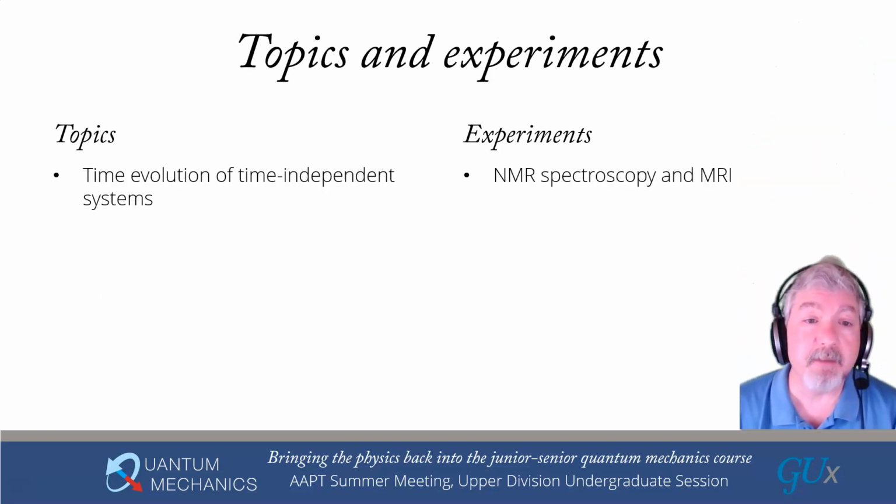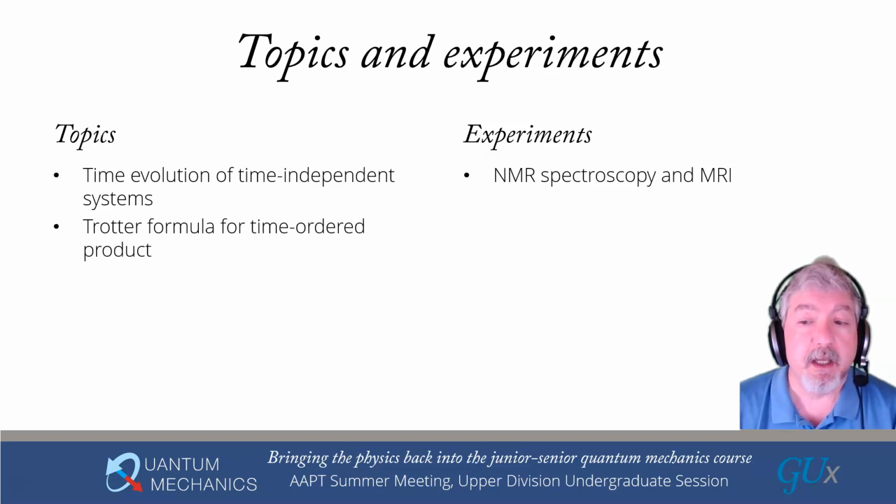We do, with time evolution, which we introduce via the Trotter formula, we then talk about nuclear magnetic resonance spectroscopy and magnetic resonance imaging. As I mentioned, we do it all via the Trotter product formula as opposed to introducing the differential equation way of doing it, which frankly is really confusing and hard to follow. Trotter formula is a much better way, in my opinion, to do it.